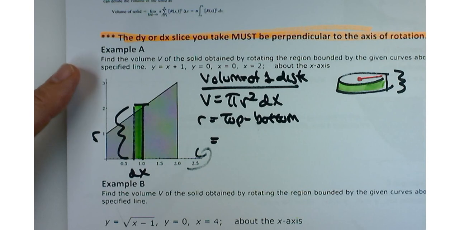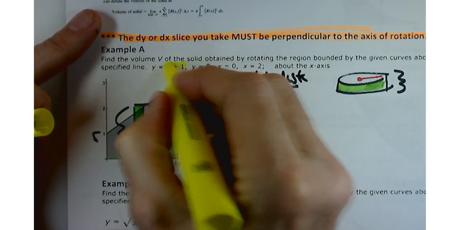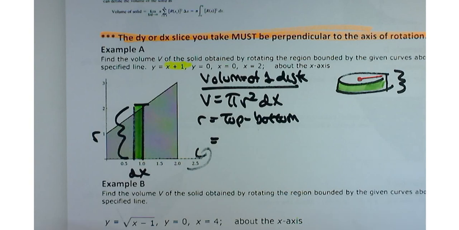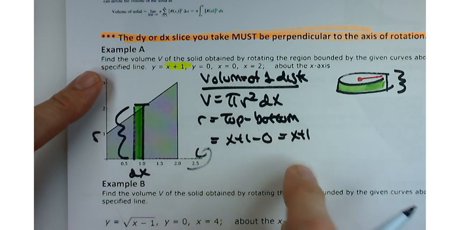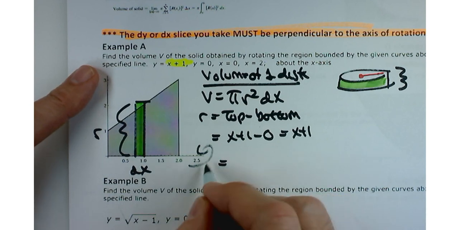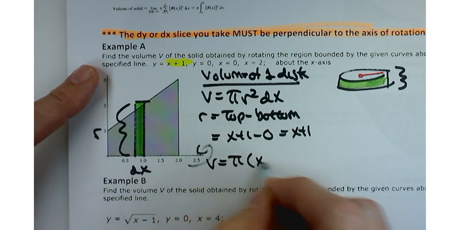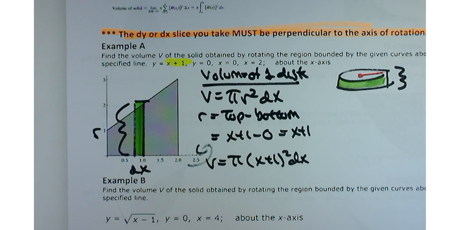So in our particular case, what's the top function? Does anyone know? x plus 1. So R is x plus 1 minus 0, or just x plus 1. I can take that and put it into my volume formula and end up with volume equals pi times (x plus 1) squared times dx. And that's great. That's exactly the volume of one disk. Okay so far? All right.